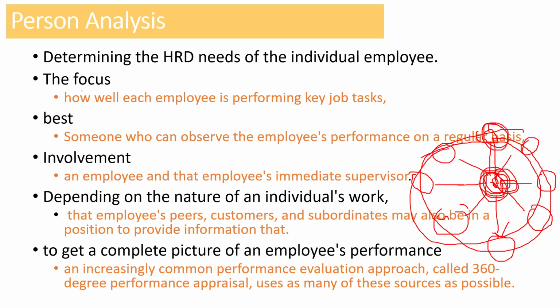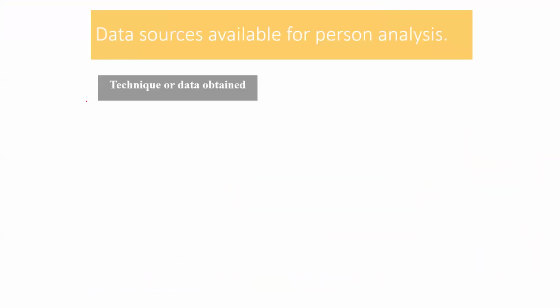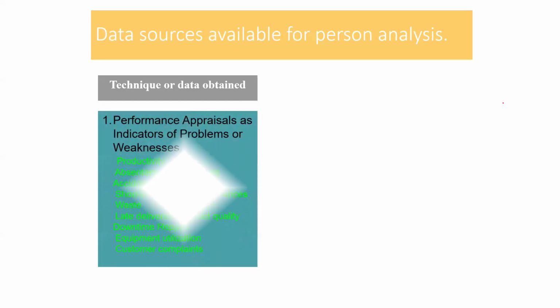That is simply known as person analysis, right? Then, data sources available for person analysis. From which data can person analysis be done? Normally, in an organization, there are various information sources available, right? So, what are those? One is performance appraisal results.